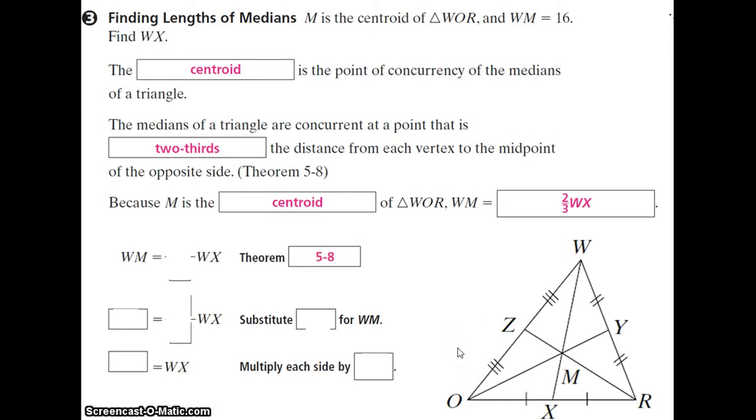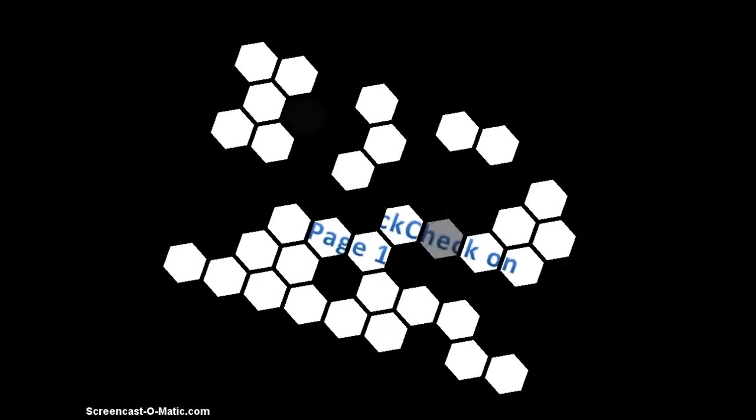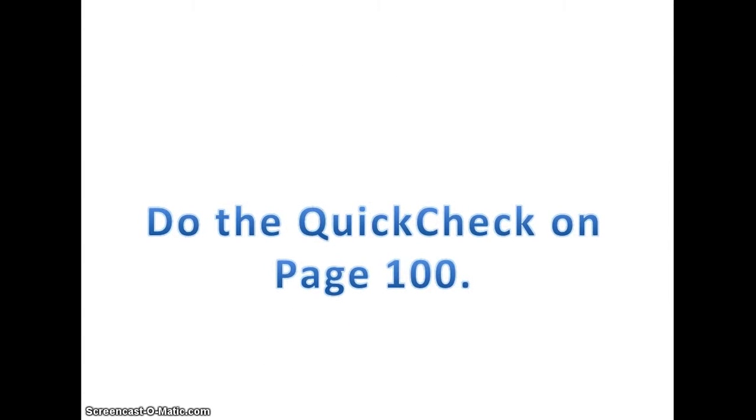So using Theorem 5-8, we take 2/3 of WX. They tell us that WM is 16, so we substitute 16, and 16 is equal to 2/3 of WX. So we multiply each side by 3/2, and we find out that WX is 24. The other way of doing it is simply to multiply 16 times 3/2, and that would have gotten us the answer as well. We're going to have to come back to this problem in a little bit, by the way. It is now time for you to take a shot on your own. On page 100, do the quick check. When you're done, come on back.